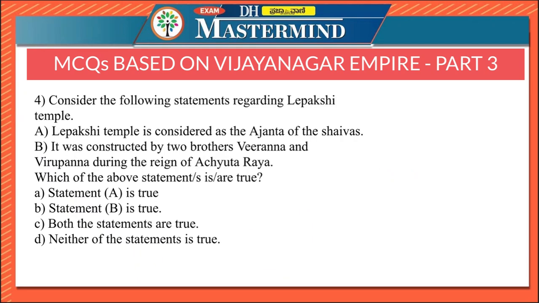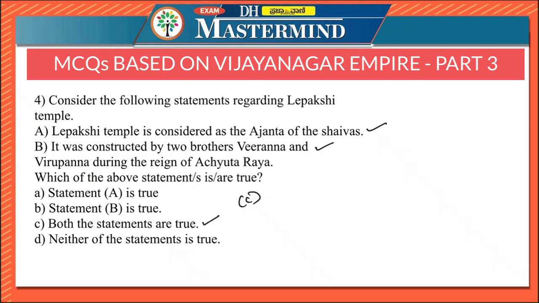Let us look at the fourth question. Consider the following statements regarding Lepakshi temple. Statement A says Lepakshi temple is considered as the Ajanta of the Shaivas. Statement B says it was constructed by two brothers Veeranna and Virupanna during the reign of Achyutaraya. Here, both the statements are true. Hence, the correct option is option C.